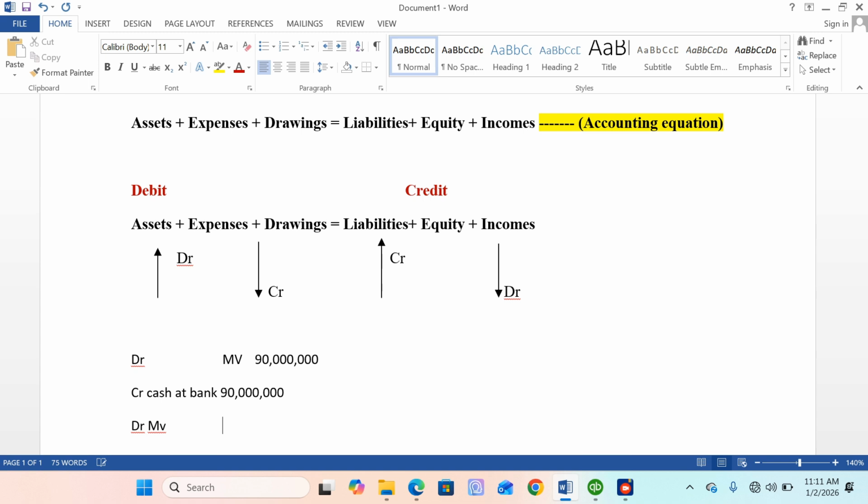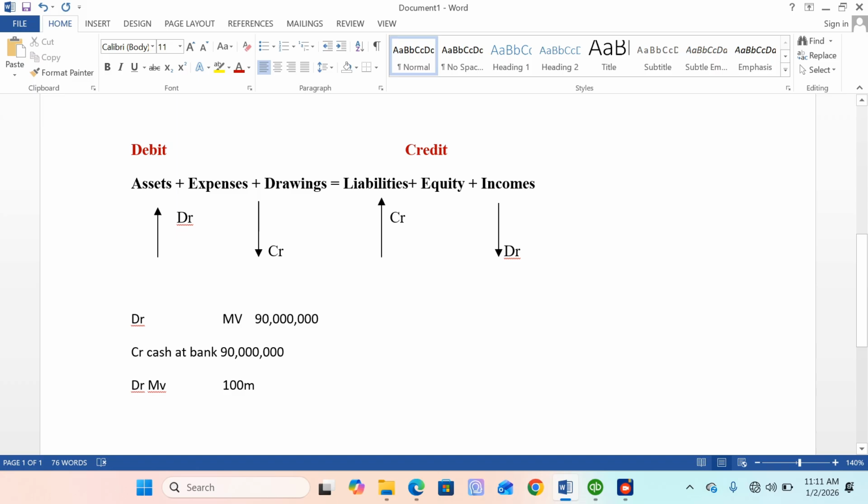Maybe it was worth 100 million. So now we have a liability or a loan, a banker loan. So we are crediting banker loan, because in our business now, loans have increased in form of a borrowing. So we got a banker loan and we got a motor vehicle. So we debit motor vehicle since an asset has increased, and we credit banker loan since a liability has also increased. Liabilities are credited when they are increasing. So it has increased, we have credited.